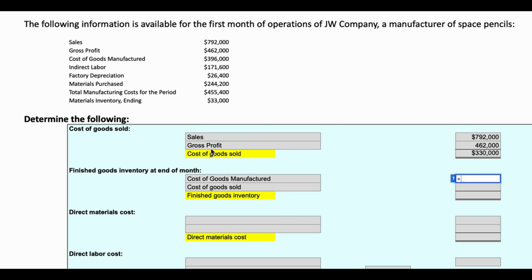So again, here in our case, cost of goods manufactured are $396,000. Cost of goods sold are what we calculated above, the $330,000. We'll take the difference between those two, and that's going to go ahead and give us $66,000, which gives us the amount of our finished goods inventory.